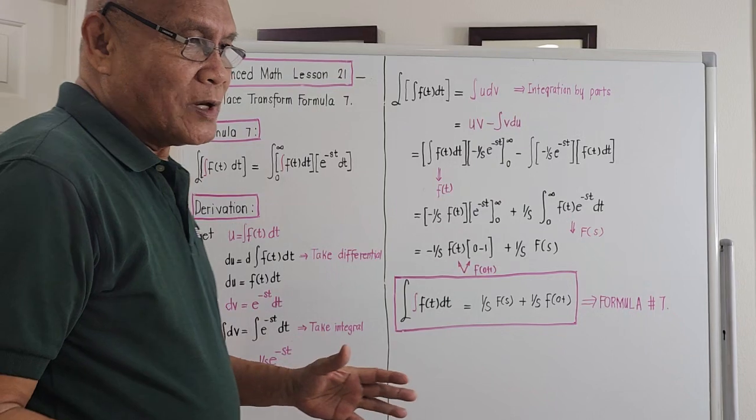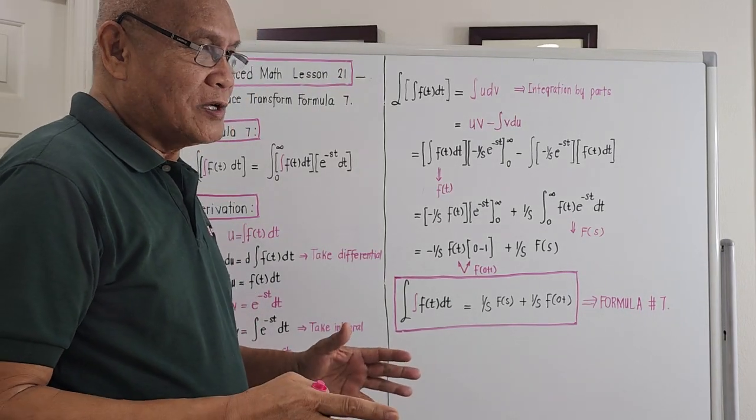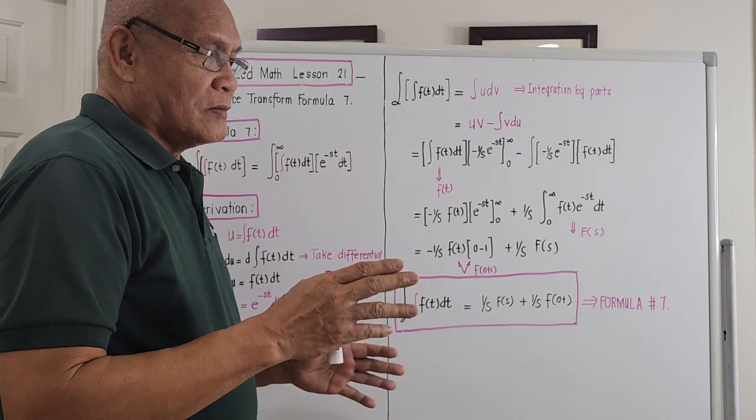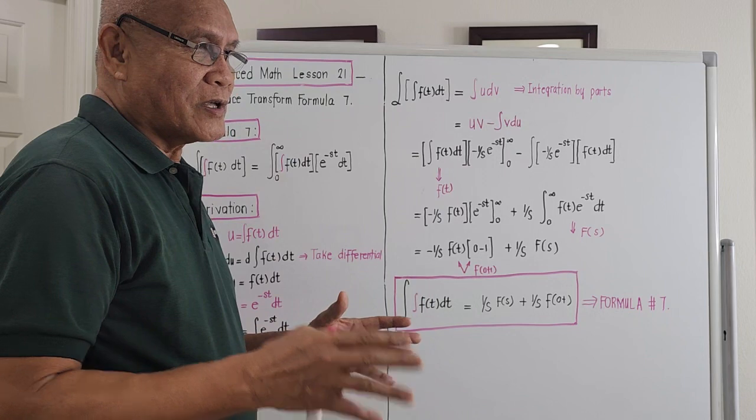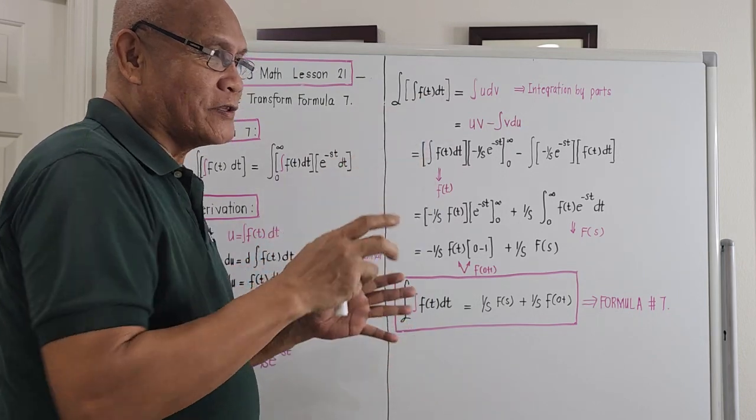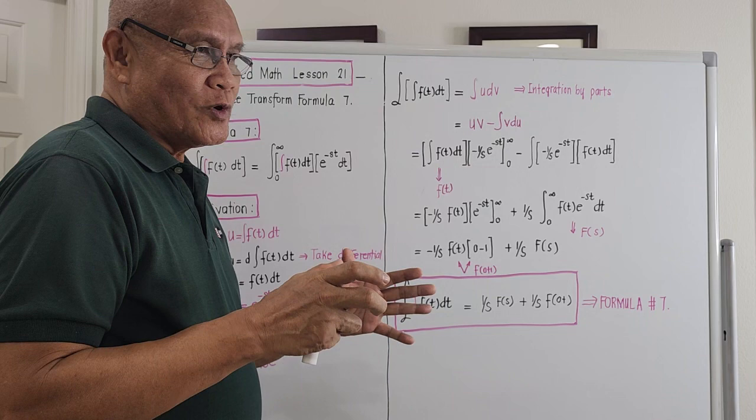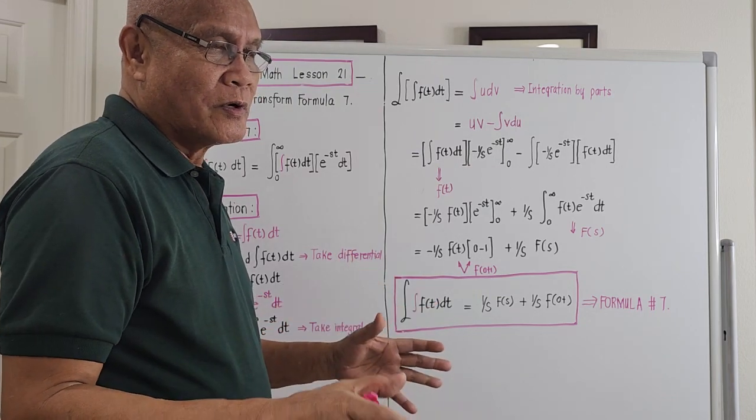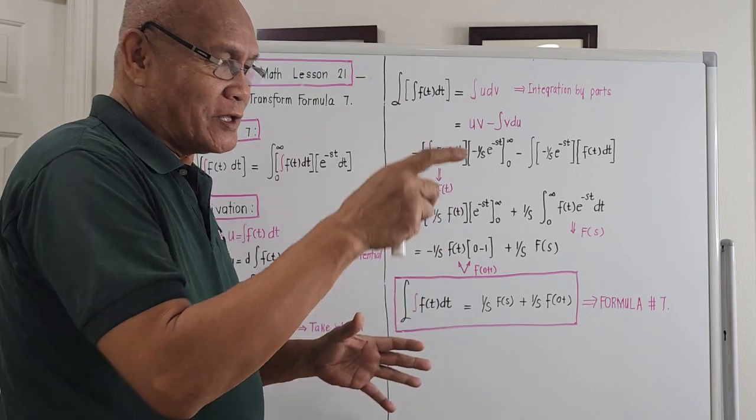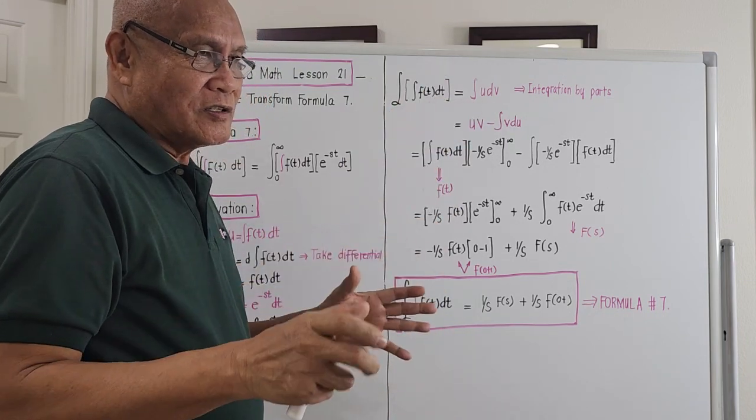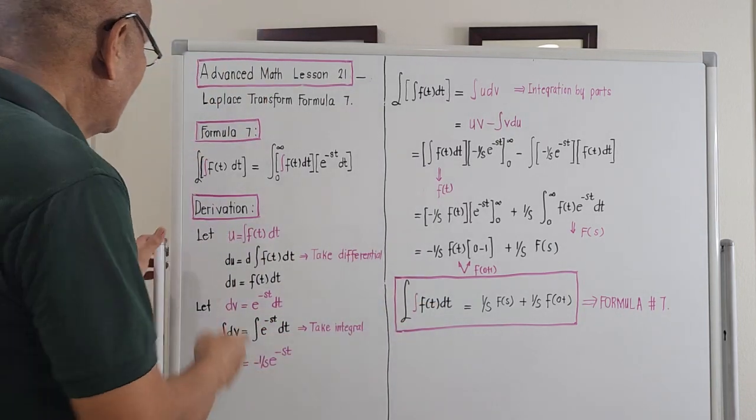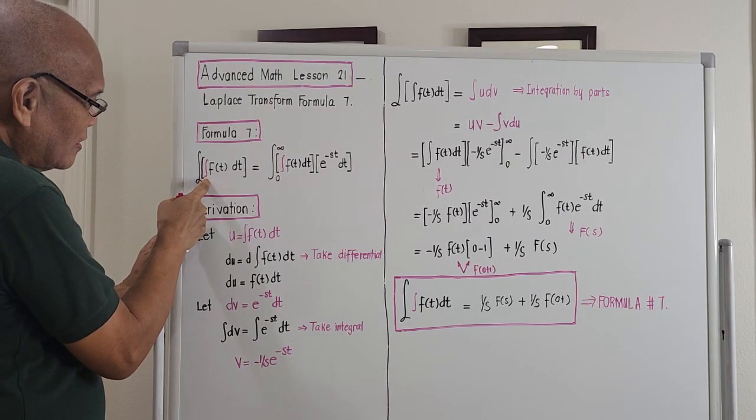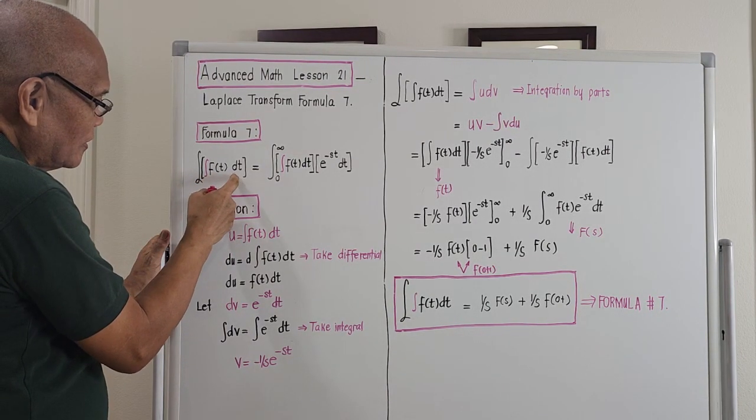We are to derive formula number 7 because in the so-called circuit analysis, the voltage across a capacitor is actually 1 over c, the integral of i dt, right? So if we try to solve the resulting differential equation by using Laplace transform, we must take the equivalent of that integral. And that is the main topic for tonight: the Laplace transform of the integral of function of t dt.